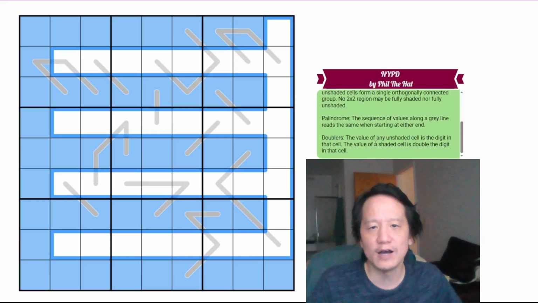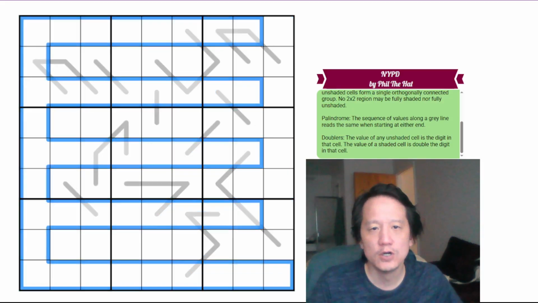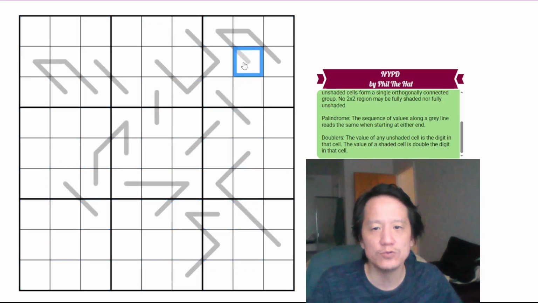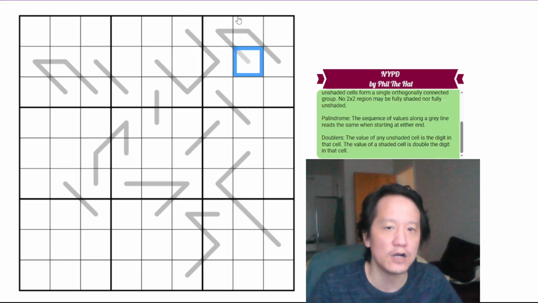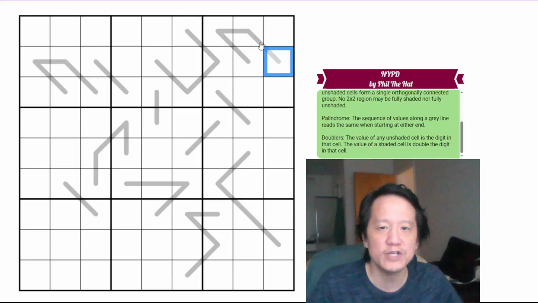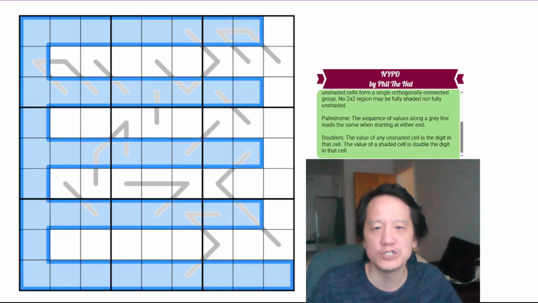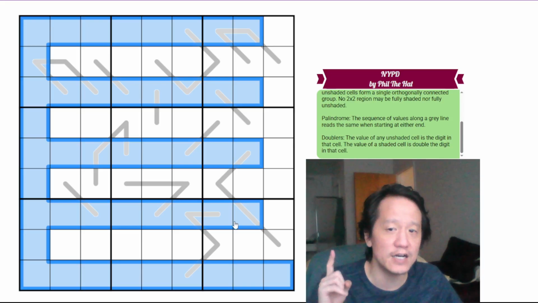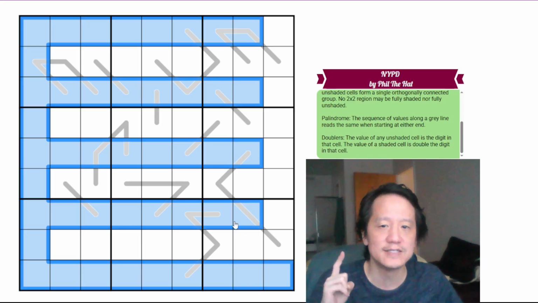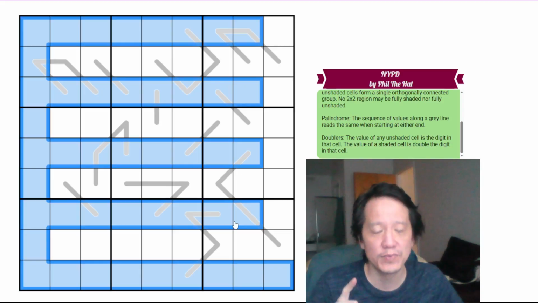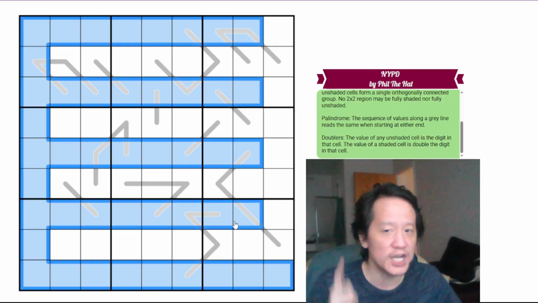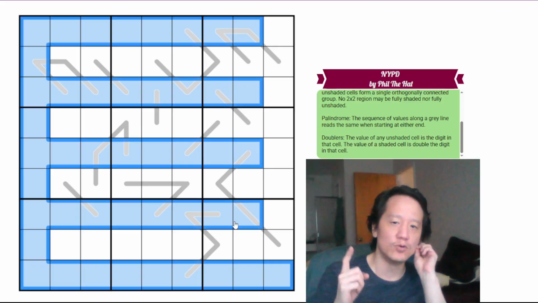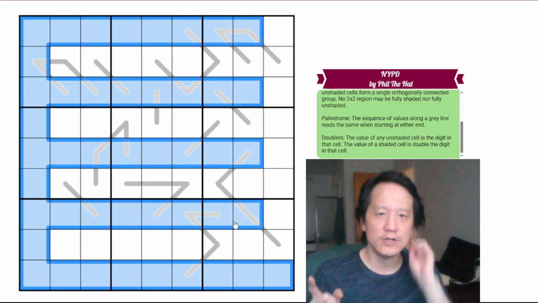We also have palindromes, where the sequence of values along a gray line reads the same when starting at either end. And then we get to the final part, which is doublers, where the value of any unshaded cell is the digit in that cell. The value of a shaded cell is double the digit in that cell.